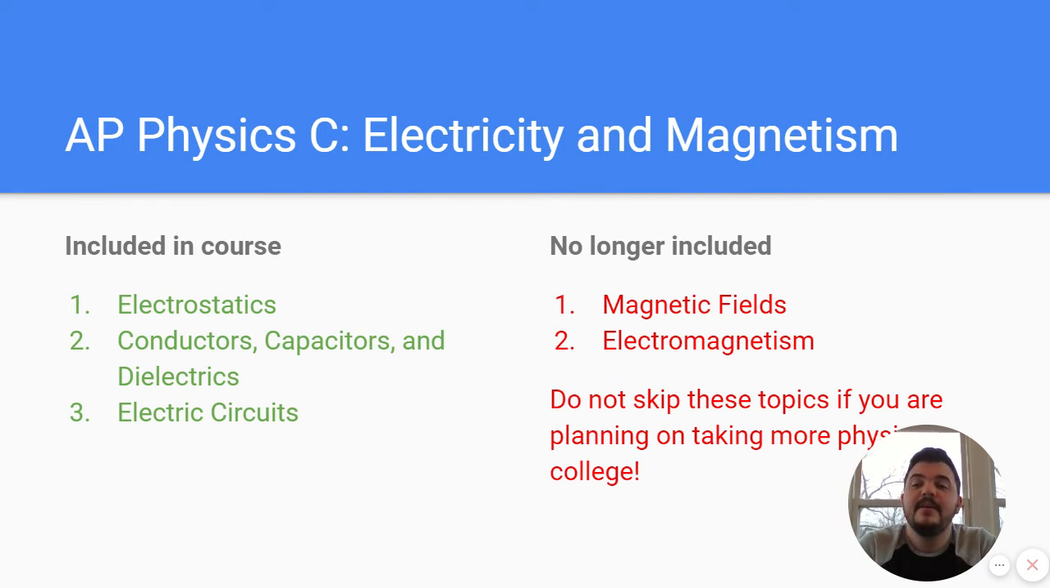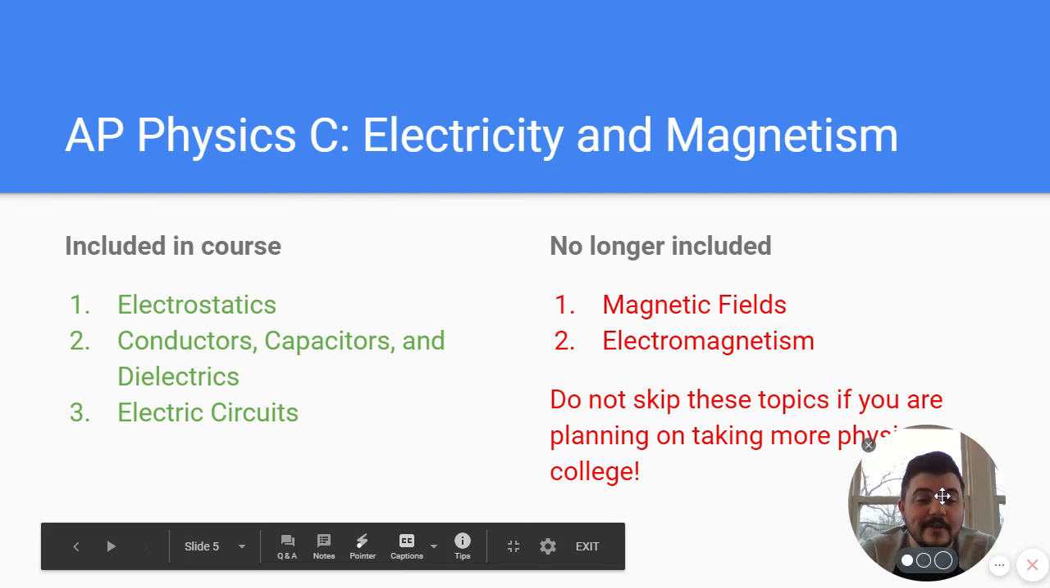For those of you that are independent study and doing AP Physics C, the E&M test, I think the test became a lot easier for you, honestly. The test will include electrostatics, which is your electric field and your charges, and your Gauss's law. It includes conductors, capacitors, and dielectrics, and it includes electric circuits. It does not include any magnetism topics at all. So no magnetic fields, no electromagnetism, no need for Ampere's law, which is the magnetic equivalent of Gauss's law.